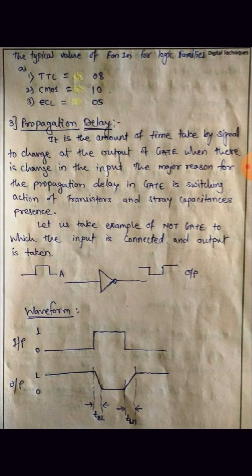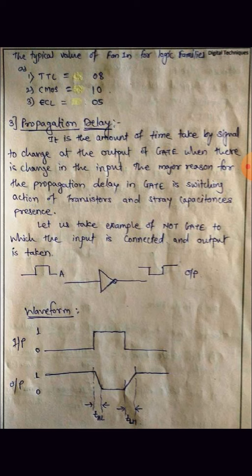Here we can see for the TTL fan in is 8, for the CMOS it is 10, for ECL it is 0.5. What is TTL here? TTL is transistor-transistor logic, CMOS is complementary metal oxide semiconductor, and ECL is emitter coupled logic. These are the different logic families.